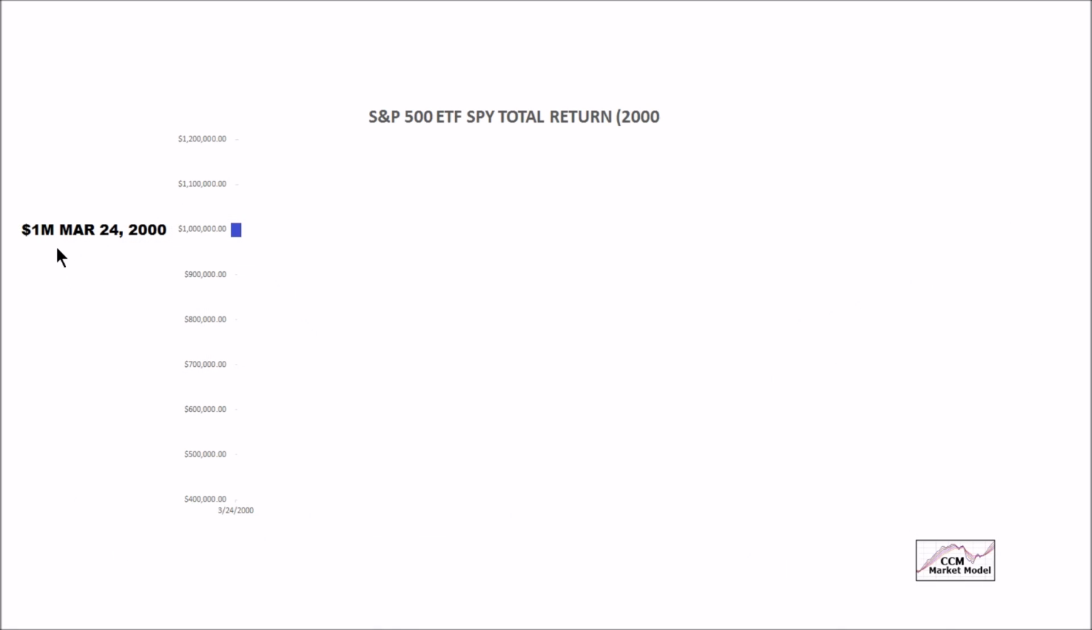Let's assume that we invested $1 million in SPY, or the S&P 500 ETF, on March 24th, 2000, or better yet, let's assume we invested 10 years ago, and what we held in our account on March 24th, 2000 was worth $1 million. The blue line shows our portfolio value owning, buy and hold SPY and reinvesting the dividends. You can see we had some volatility here and a drawdown in October of 2000.